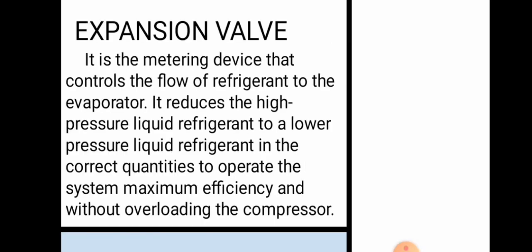Next is expansion valve. So expansion valve is the metering device that controls the flow of refrigerant to the evaporator. It reduces the high pressure liquid refrigerant to a lower pressure liquid refrigerant in the correct quantities to operate the system at maximum efficiency and without overloading the compressor. Expansion valve is the one that controls the flow of refrigerant to the evaporator so that all pressure that will enter will be in equilibrium or balance to avoid overloading.